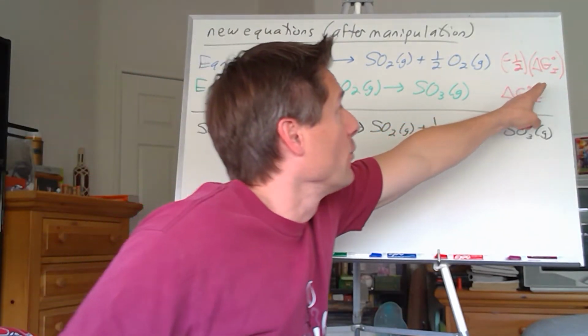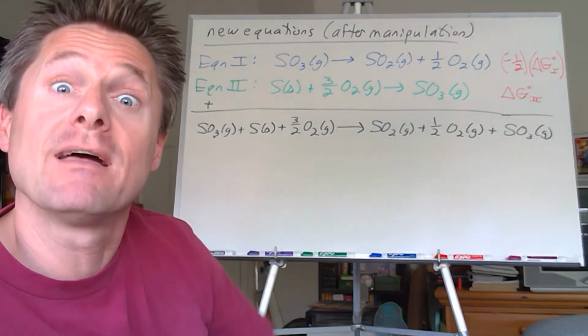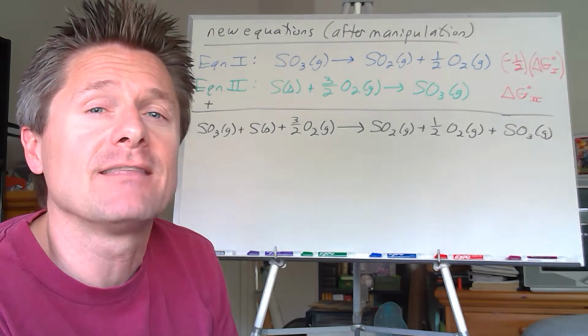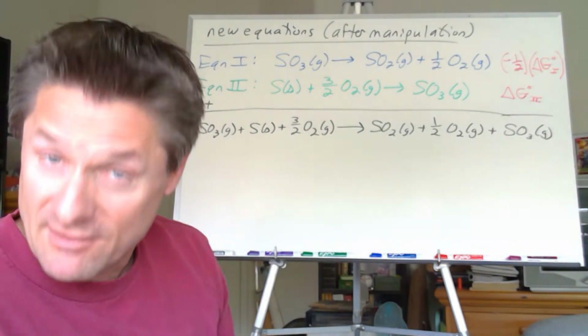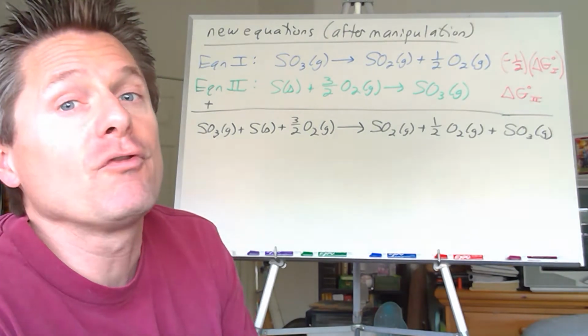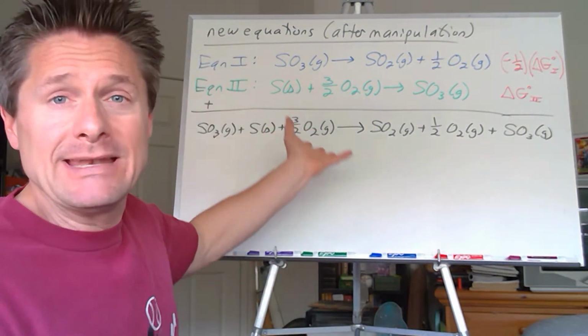That's why I'm taking the original delta G1 value times negative 1/2, because I reversed it. That's why the negative sign's there. That's the rules for thermodynamics. And I times it by 1/2 because I multiplied the equation by 1/2. That's the rules for thermodynamics. Very different from equilibrium.